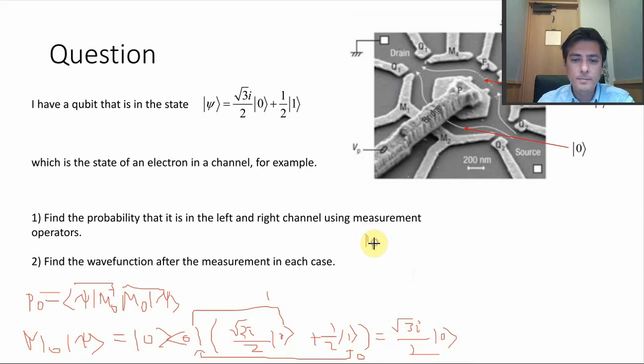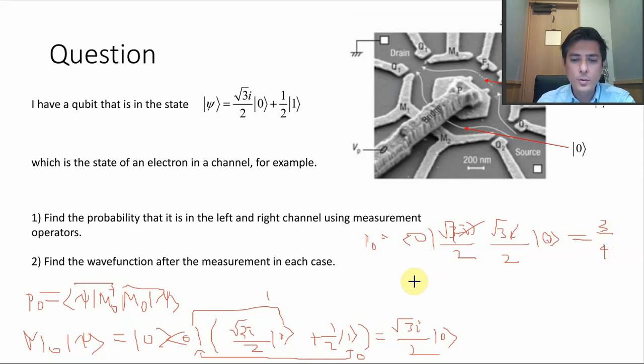So that's our value of m0 times the state psi, and then we can work out the probability, which is just the conjugate vector of this. So it's the bra 0 multiplied by root 3 minus i over 2, times this vector here, root 3 i over 2. And these i's cancel, similar to a calculation we did already. So this is going to give 3 over 4.